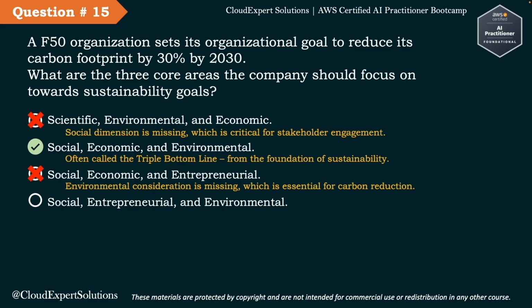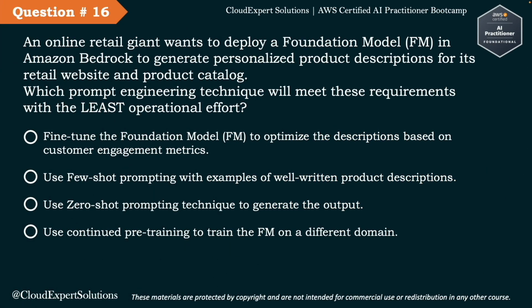Option number 4, social, entrepreneurial and environmental. Again, entrepreneurial is not a core sustainability pillar. That is why this is also not the correct option, and that makes option number 2 the correct option for question 15. Now let's move to question number 16. An online retail giant wants to deploy a foundation model in Amazon Bedrock to generate personalized product descriptions for its retail website and product catalog. Which prompt engineering technique will meet these requirements with least operational overhead?